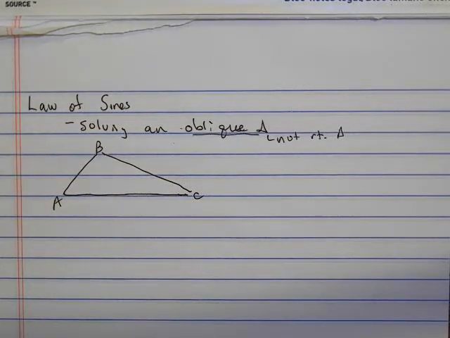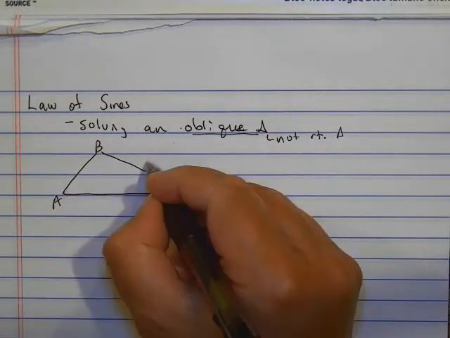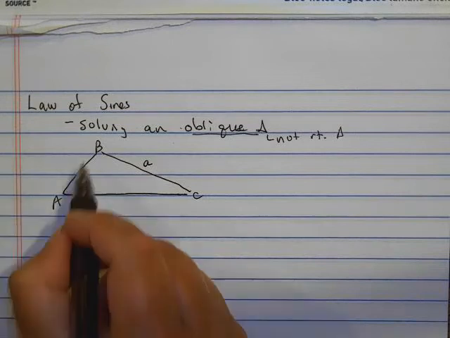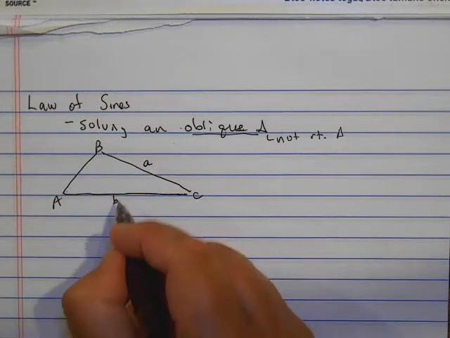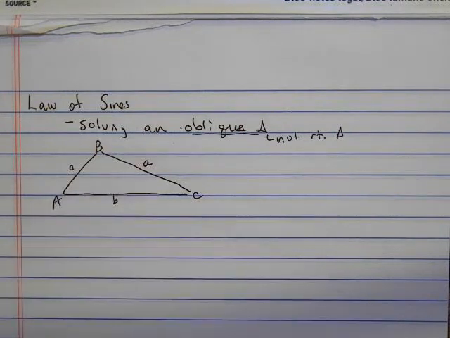And you can label your triangle however you want. But remember, if this is big angle A, this has to be little side A. If this is big angle B, this is little side B. And if this is big angle C, this is little side C. So the side opposite is labeled the same as the angle.